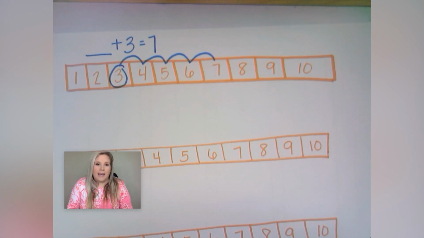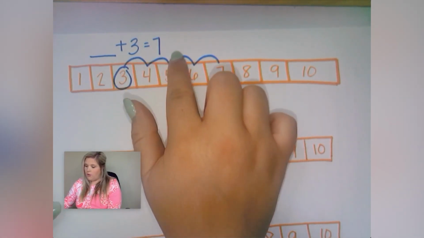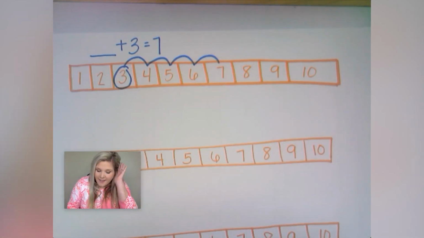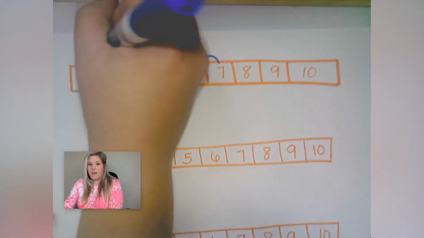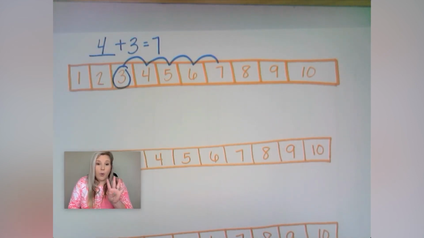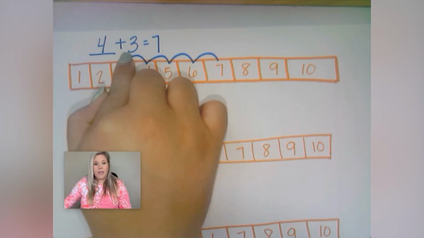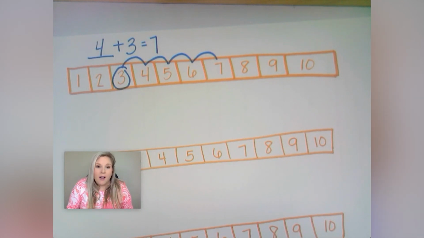We're going to go back now and count the hops that we made. 1, 2, 3, 4. How many hops did we make? 4. It took 4 hops to go from the number 3 to the number 7. So 4 is our unknown number. Our new equation says 4 plus 3 equals 7. You did an amazing job counting on to find that missing number.